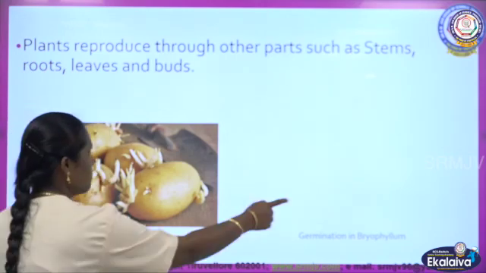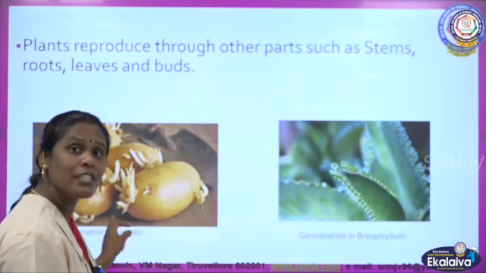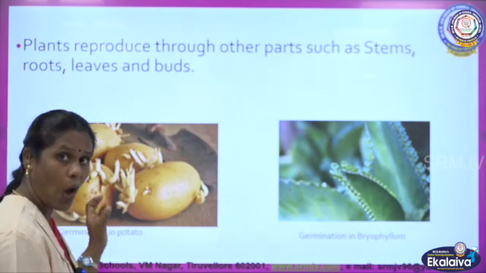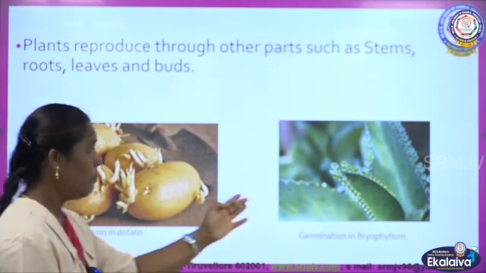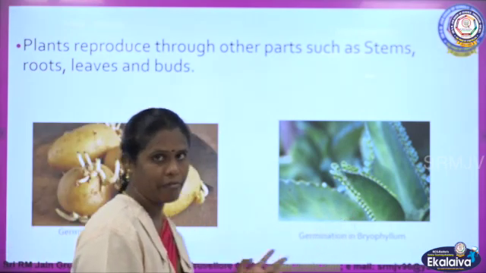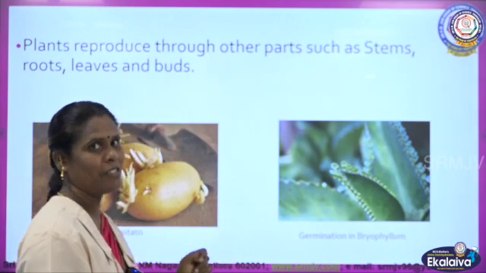You see, this potato is a stem. It has eyes. Through this it can reproduce. Bryophyllum is a leaf. It reproduces through their leaves.